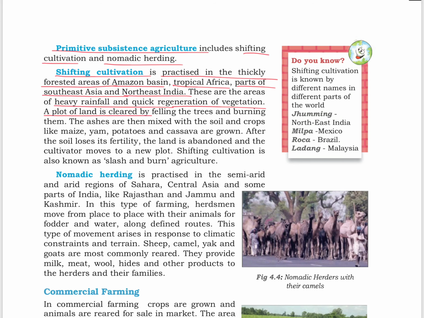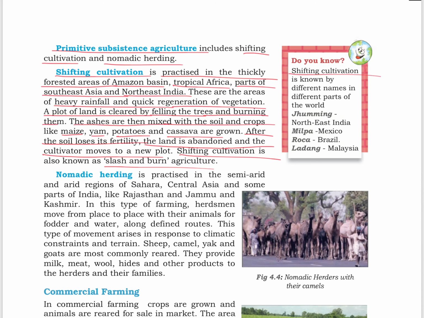Here, a plot of land is cleared by felling the trees and burning them. The ashes are then mixed with the soil and crops like maize, yam, potatoes and cassava are grown. After the soil loses its fertility, the land is abandoned and the cultivator moves to a new plot. Shifting cultivation is also known as slash and burn agriculture.